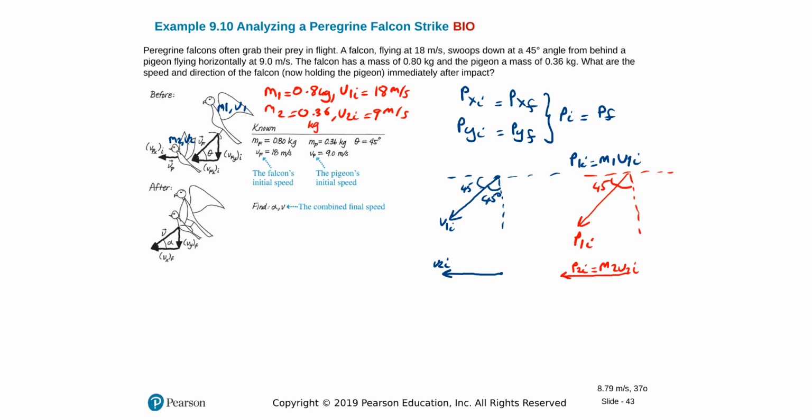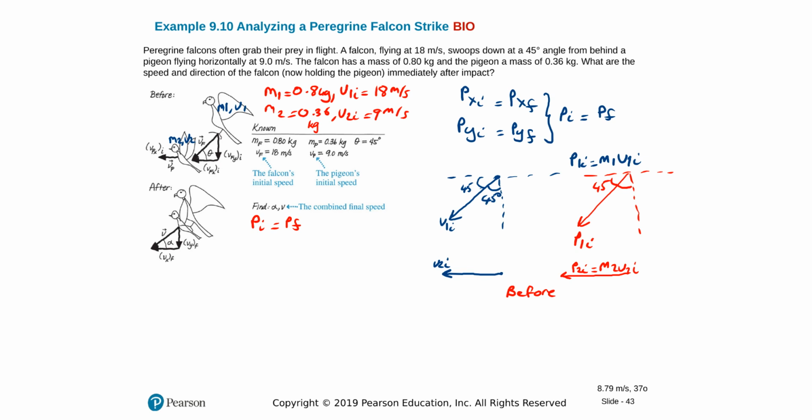What are the speed and direction of the Falcon immediately after impact? So again, this is the before picture, and we're looking for the after picture. The Falcon will catch the pigeon and they will go exactly at the same momentum right after. So the idea is P initial is equal to P final. We're going to find P initial, and we're going to say P final is exactly equal to that in magnitude and direction, and solve for the speed and direction using M total V final.